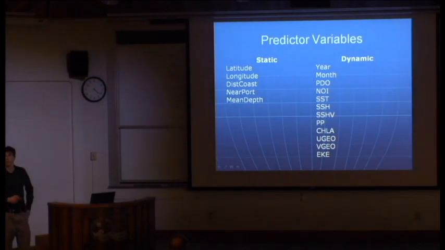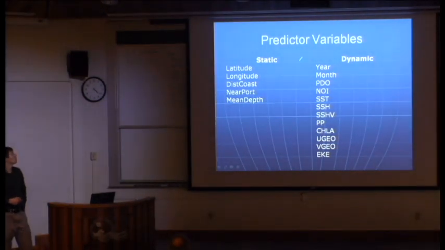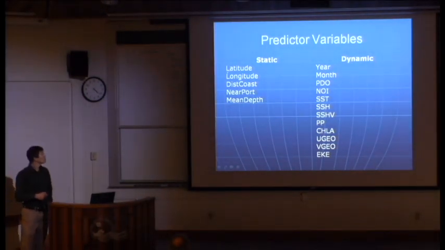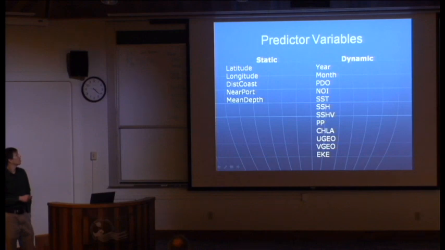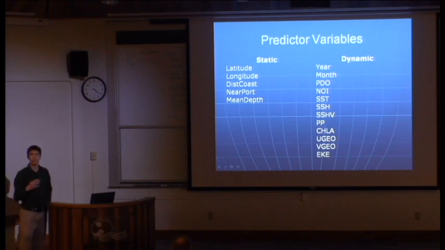And what were the predictive variables that we had available to model? Well, for the static predictive variables, we used latitude and longitude, the distance to the coast, the distance to the nearest port, and the mean depth. We only used nearest port for the drift gillnet fishery because the albacore troll fishery, they'll actually offload their catch at sea sometimes, so they're not restricted by having to come back to port.